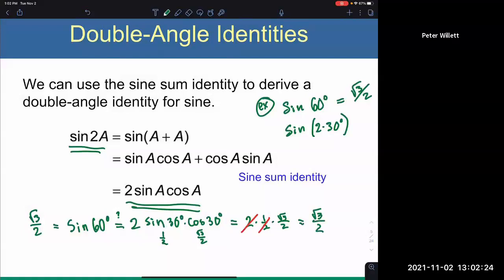And we know that is the value we're supposed to get because that's the sine of 60 degrees. And so this is just highlighting with a simple example what this theorem says and confirming that it works in this simple case. So now we have a formula for sine of 2a, sine of twice any angle.